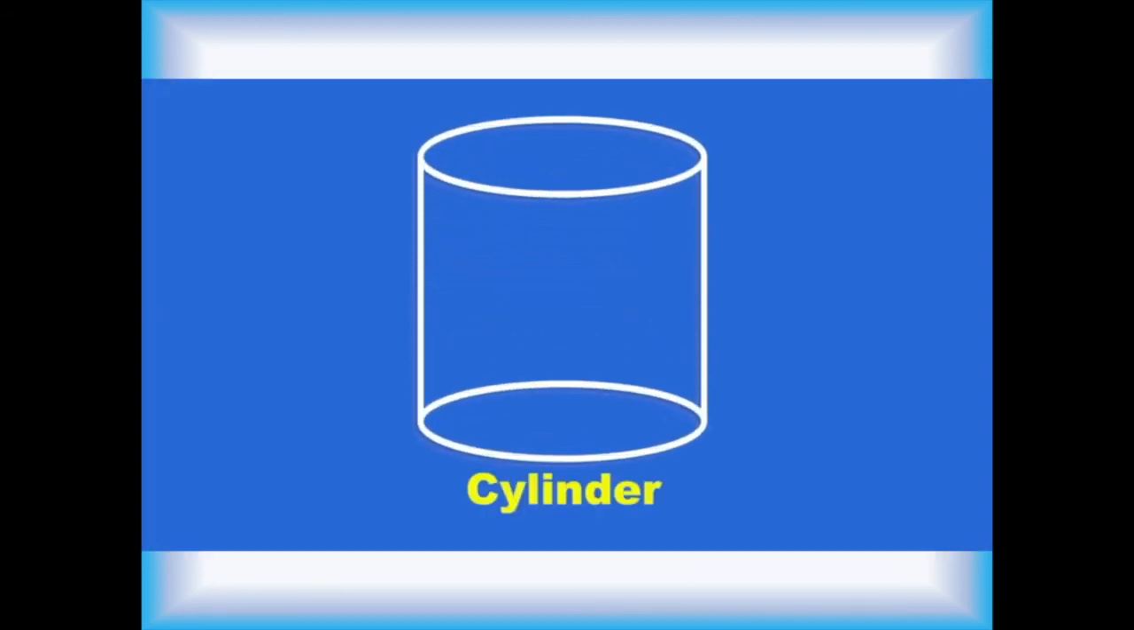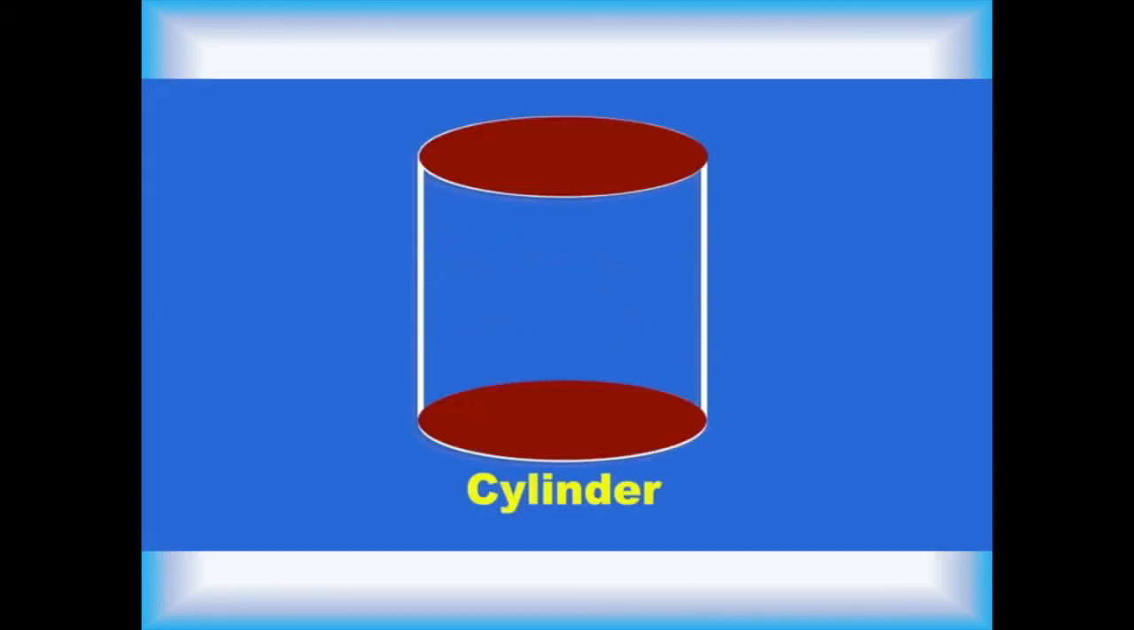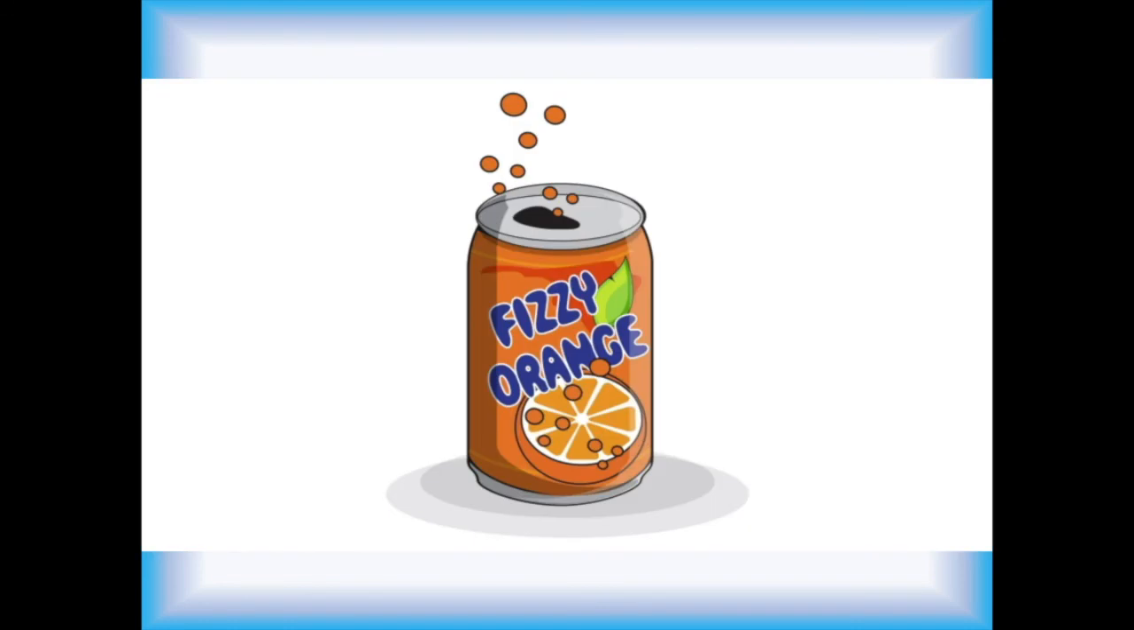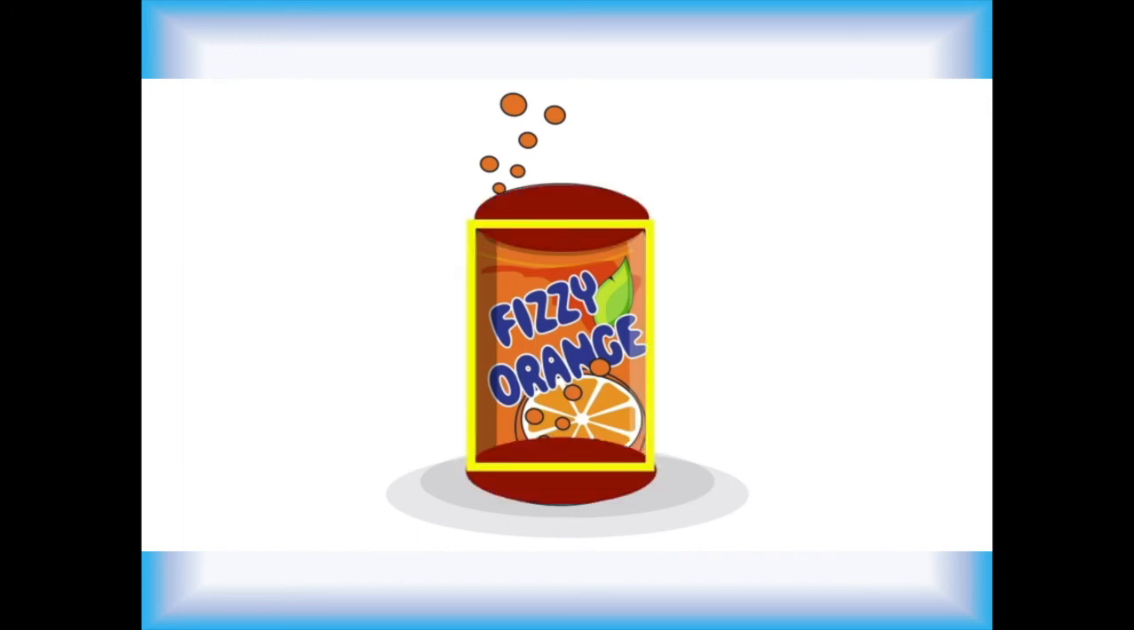Our next three-dimensional shape is a cylinder. A cylinder is made up of 2 circles. If you could unroll the middle of a cylinder, it would look just like a rectangle. Do you recognize the shape in this object? You got it. A can is a perfect example of a cylinder.